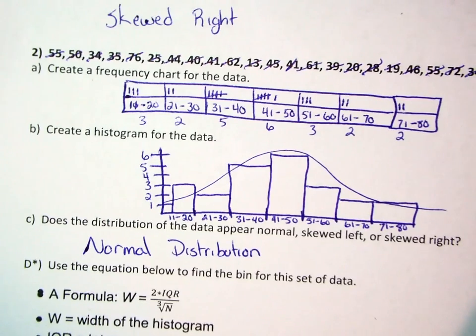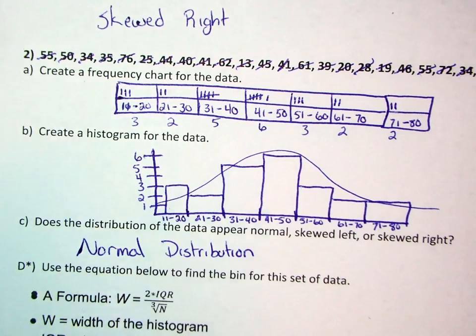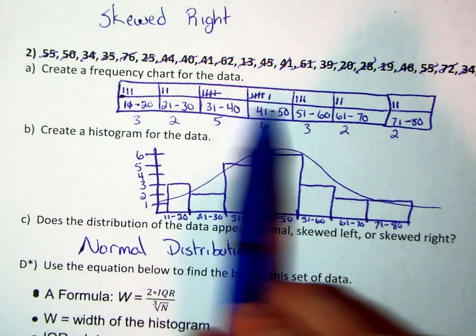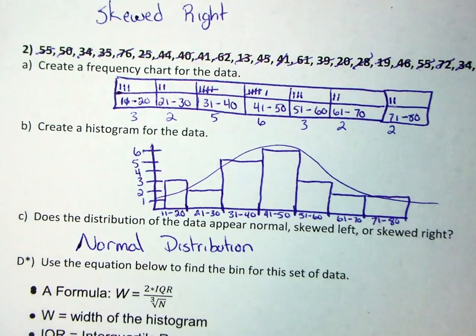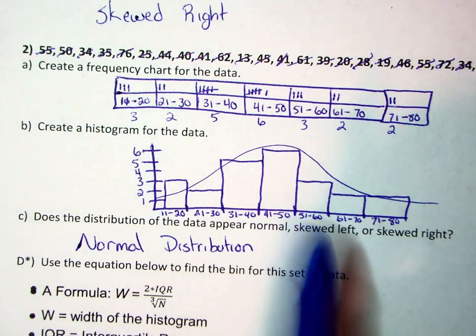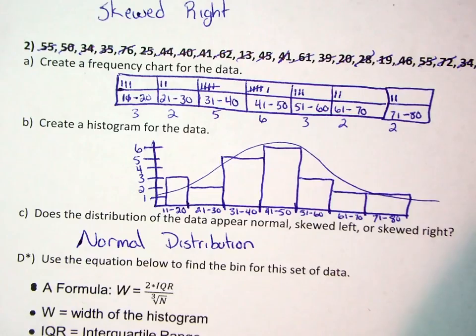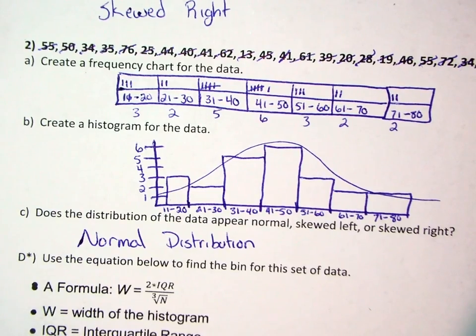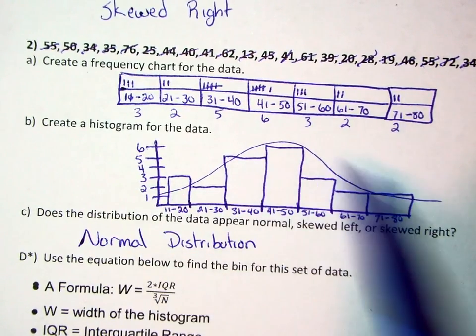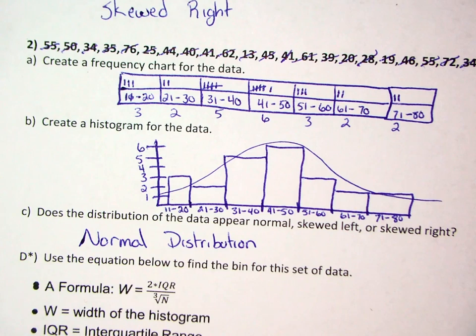Problem number 2, create a frequency chart. And again, I created a frequency chart and I used 1, 2, 3, 4, 5, 6, 7 bins, and then evenly distributed my data. That created the following histogram. And within this histogram, we have what appears to be a normal distribution.